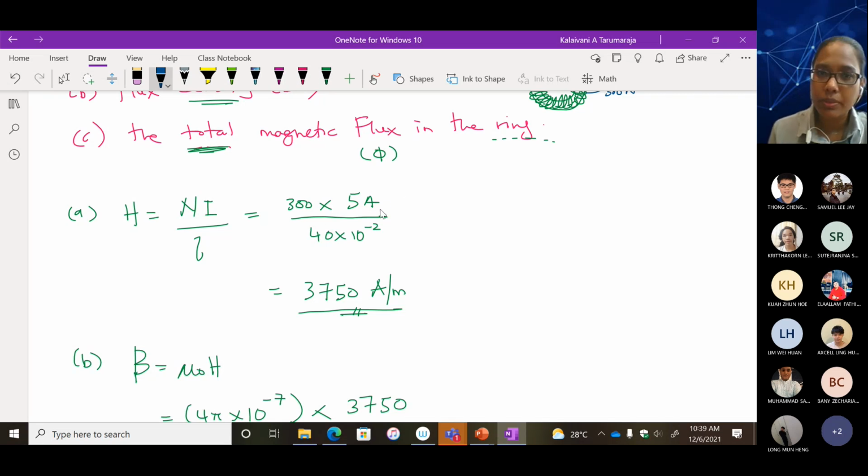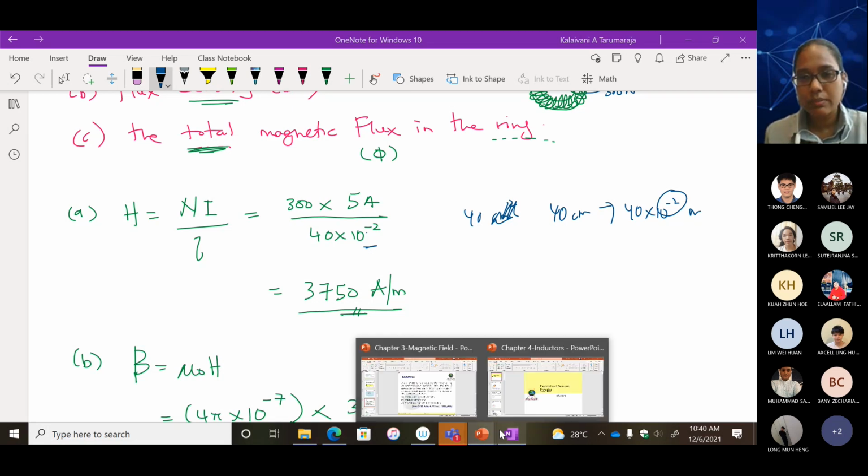300 times 5 ampere divided by the length, which is 40 times 10 to the power of minus 2, because it is in cm and we change it to meters. 40 cm is 40 times 10 to the power of minus 2 meter. So this is the one represented here. Once you calculate it, you get the value.